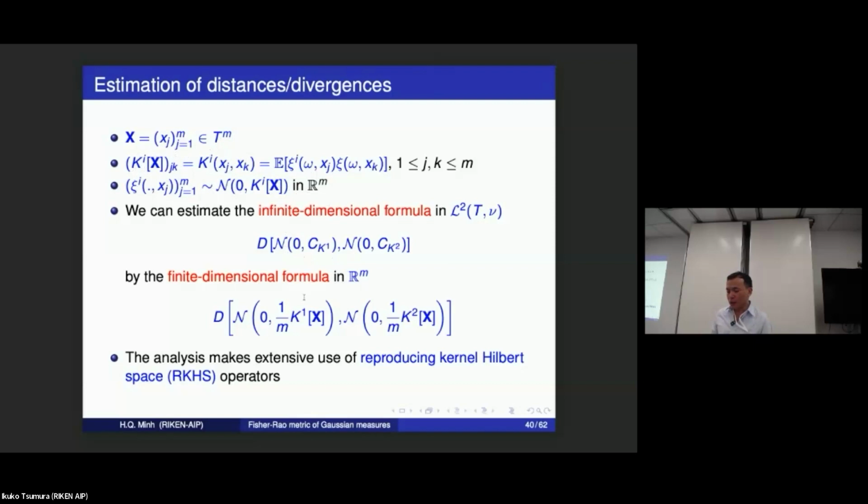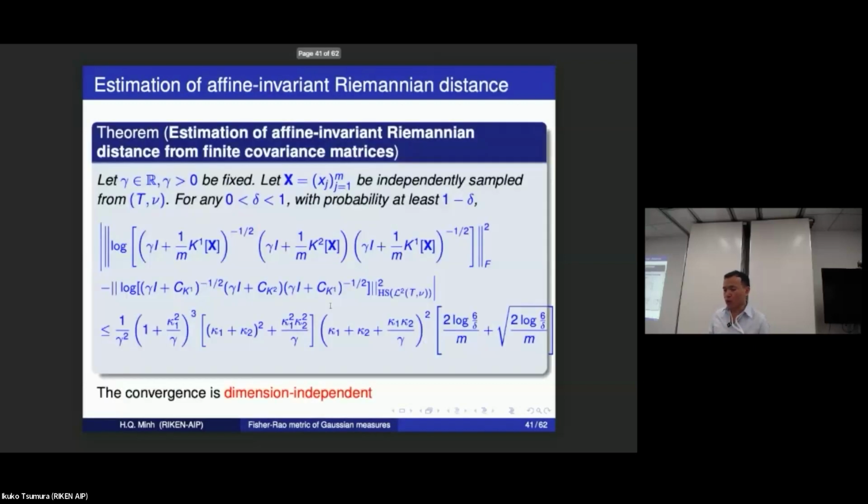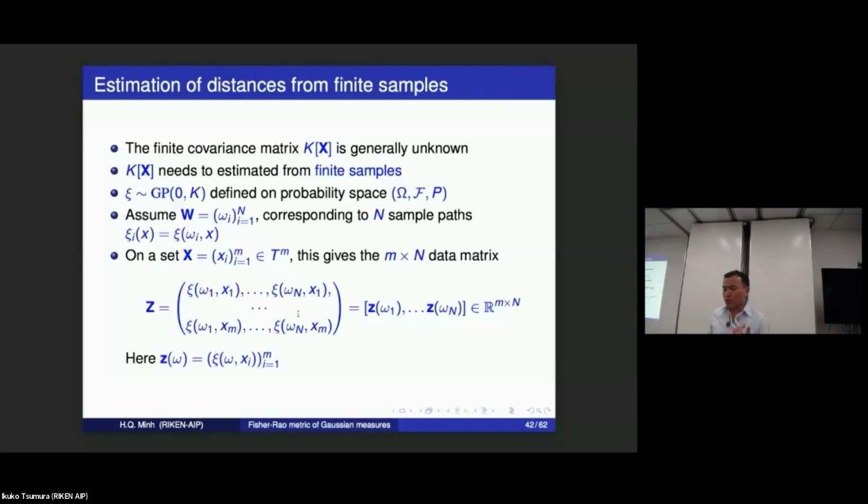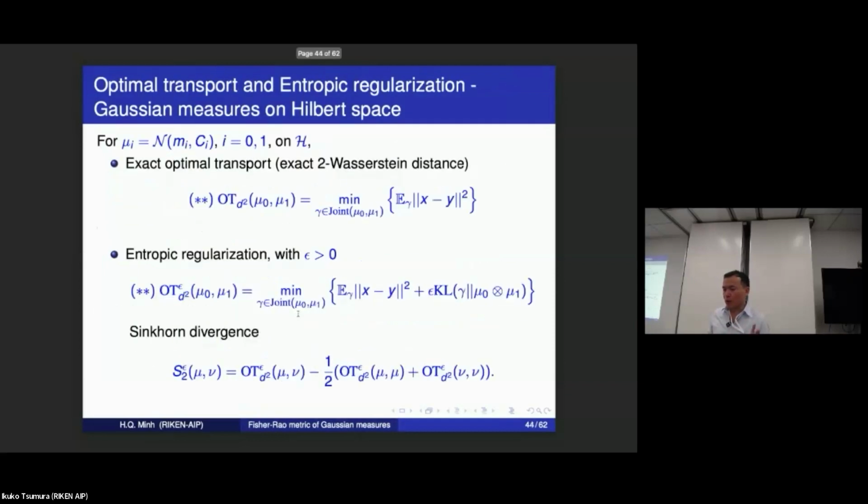And this analysis here actually makes sense if you use the RKHS operators. So I'm going to show you the formulas here that we can estimate the infinite dimensional distance by the finite dimensional distance, and we have a dimension independent sample complexity. We can also estimate from finite samples as well, but I'm going to skip this. Or maybe I still have time for the optimal transport.